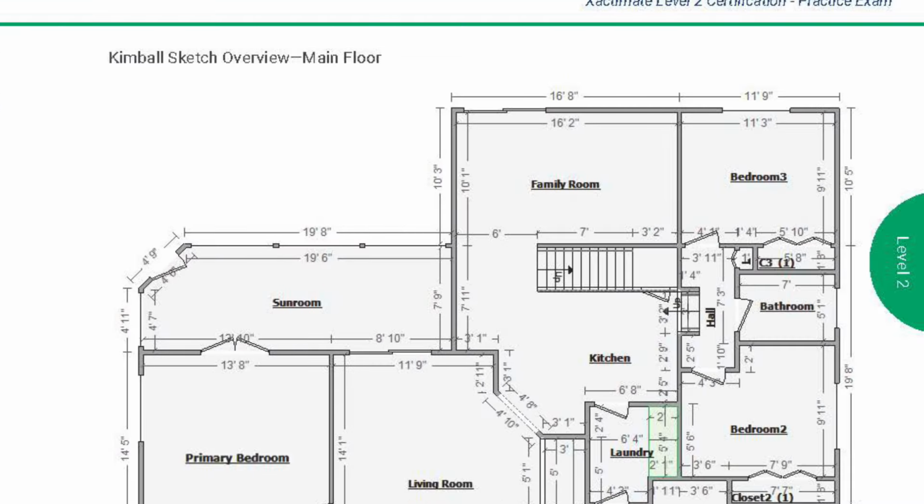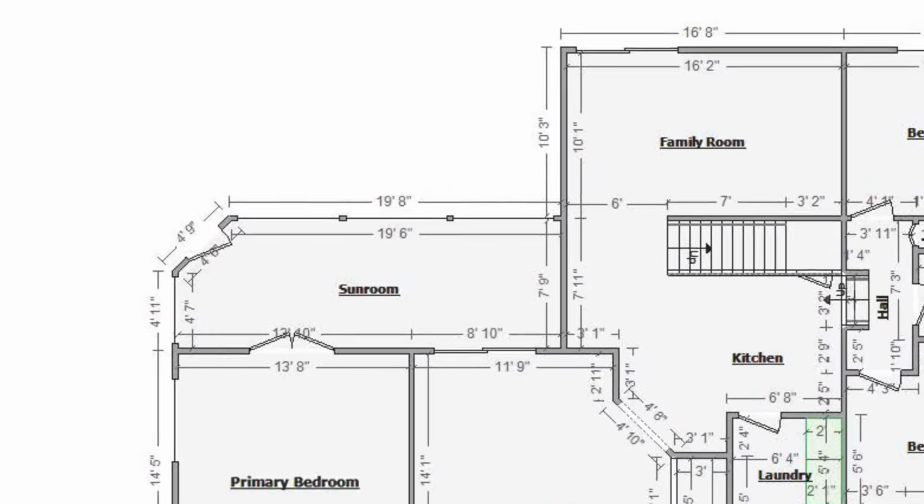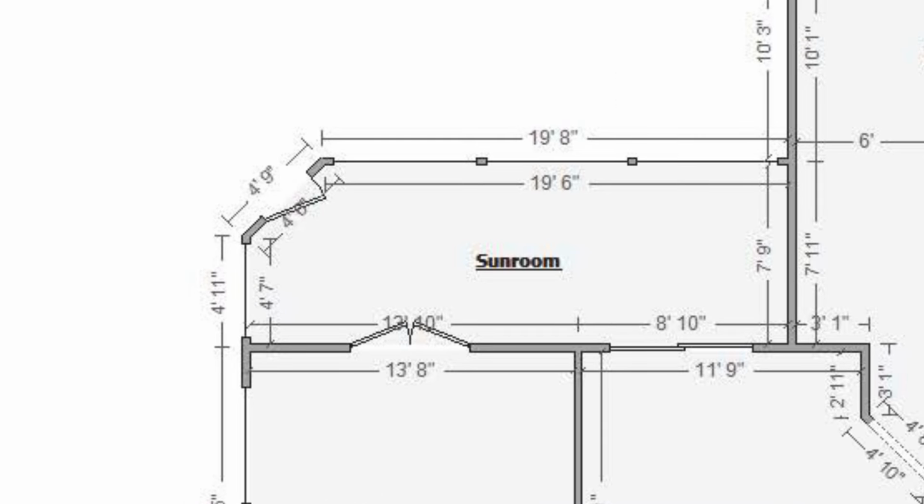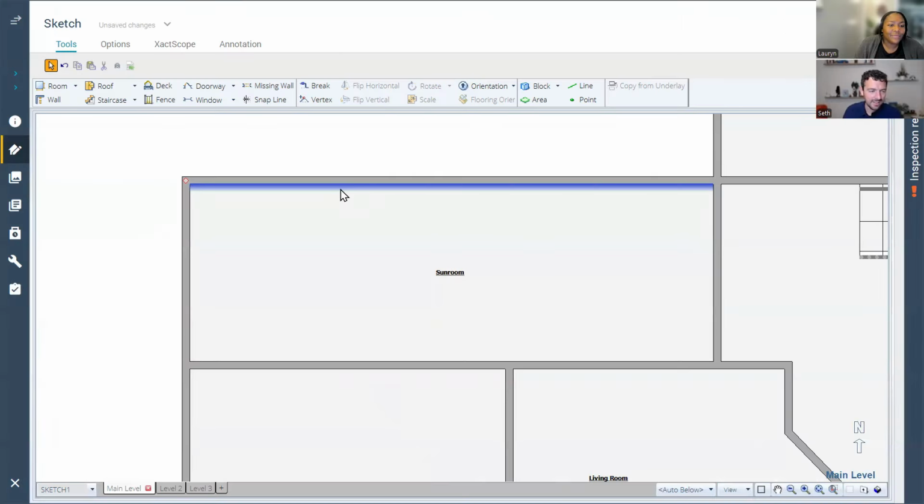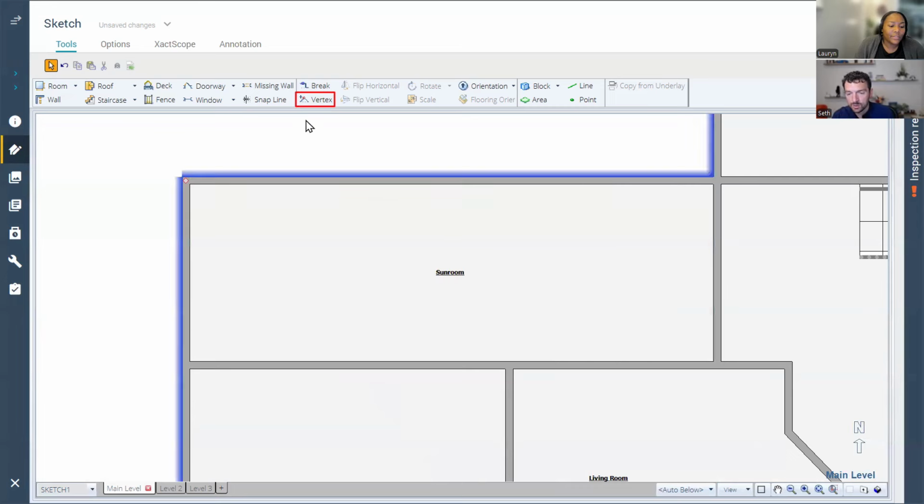And looking at the Cert Prep book, it's a 4 foot 11 vertical wall, and then it angles to a 4 foot 9 wall, and then it has the horizontal wall. Sorry, I'm just looking at the book right now. I don't know if that makes sense. Let's do this. Let me show you what to do. Go ahead and get the vertex tool.